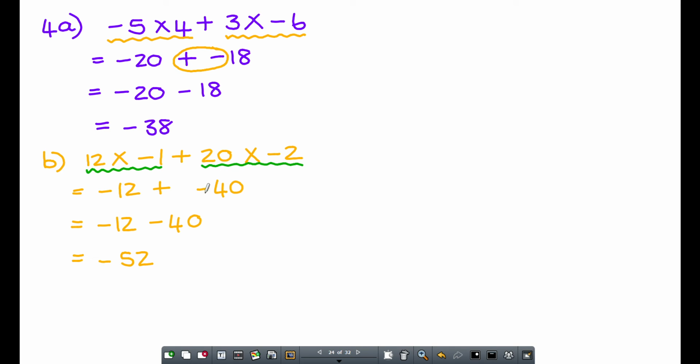Okay, at B, again, I had to first multiply these two, and then multiply those two. Now, this plus and the minus, a positive times a negative will become a negative, and then minus 12 minus 40 will give me minus 52. Any questions? Can I skip? Okay.